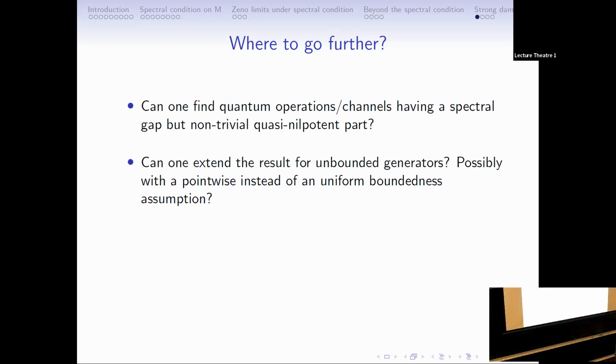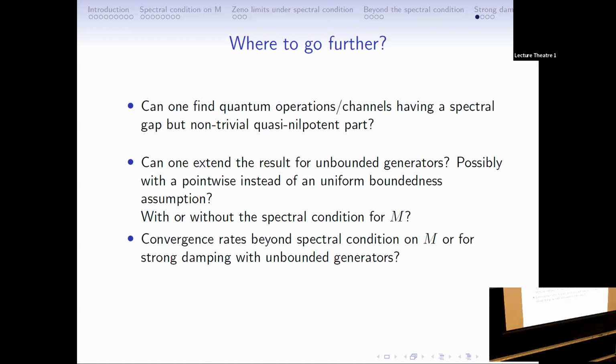Can we extend the results to unbounded generators? And then hopefully not with some uniform boundedness assumption, but some pointwise boundedness assumption. And especially, can we do it hopefully also without the spectral condition, because we assume the more physically relevant models lie within the set where we don't have a spectral condition. We had several examples from quantum optics where we can show strong power convergence, but uniform power convergence we don't believe to be true there.